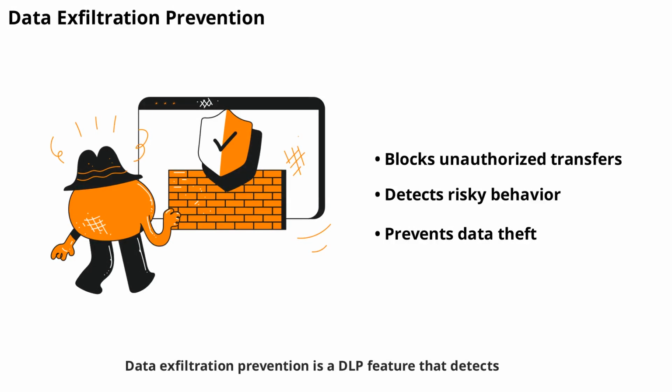Data exfiltration prevention is a DLP feature that detects and blocks attempts to transfer invoice data outside approved channels. Whether it's uploading invoices to unauthorized cloud services or sending them to personal email accounts, this feature stops data from leaving your organization without proper authorization. It's a critical safeguard against both accidental and malicious data loss.